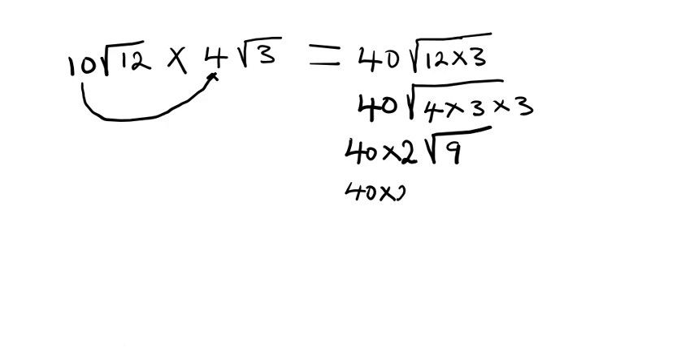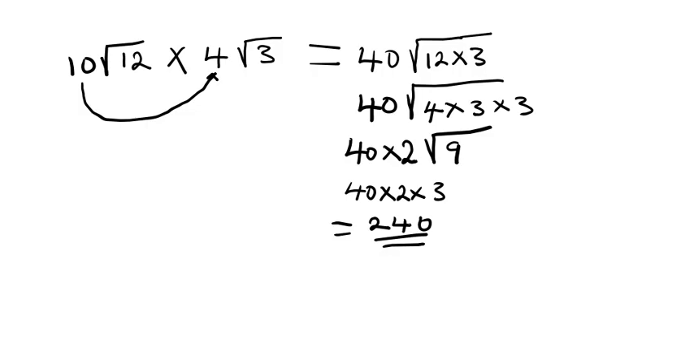Now we have 40 multiplied by 2. Then square root of 9 is what? Is 3. Multiply by 3. Which is going to give us 40 multiplied by 6 will give us 240. This becomes our answer.